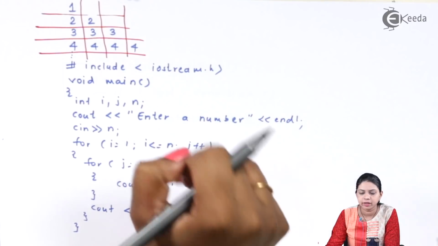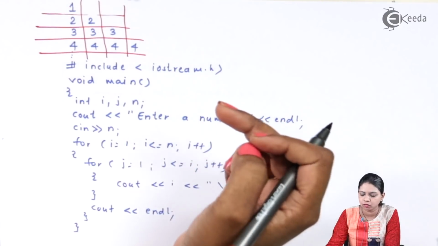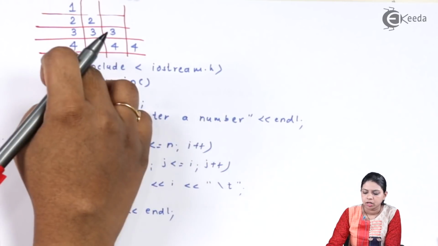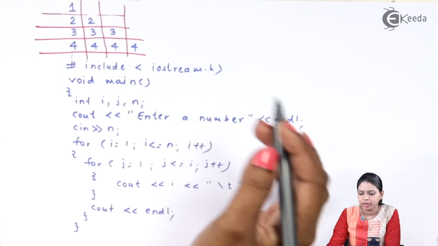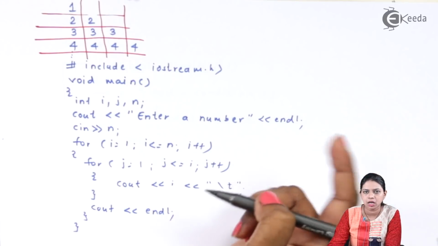Now you are telling a user to enter a number. Suppose the user enters 4, so it means what? Maximum how many rows will you get? 4 rows. If the user enters 5, then maximum how many rows will you get? 5 rows, and so on. Now let us take an example where the user enters 4. So your n value is here 4.